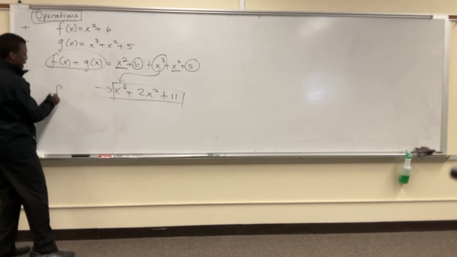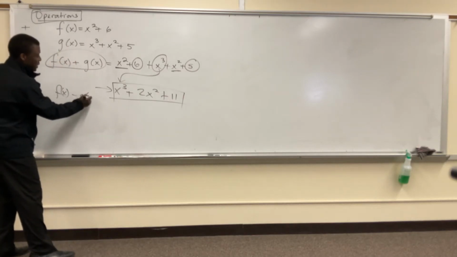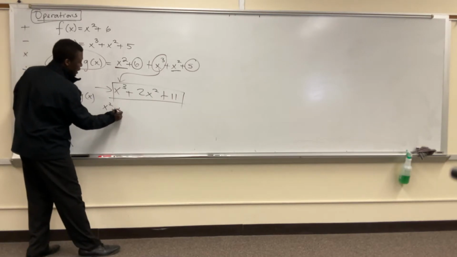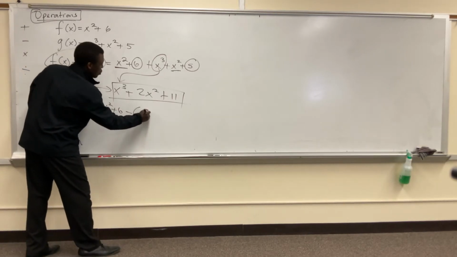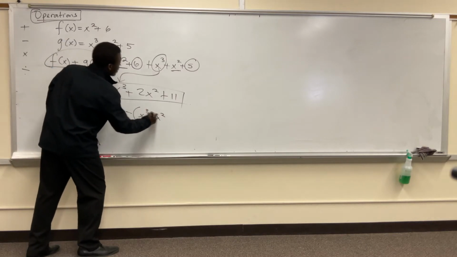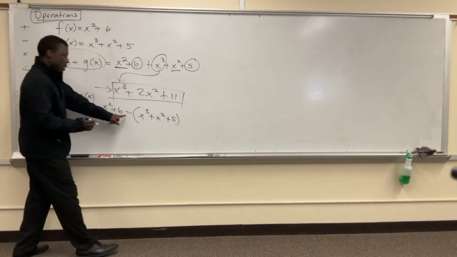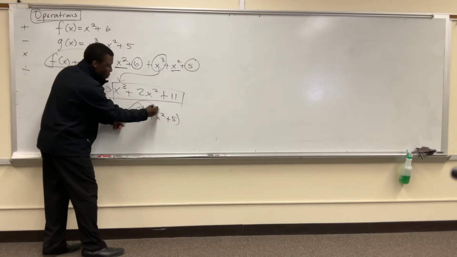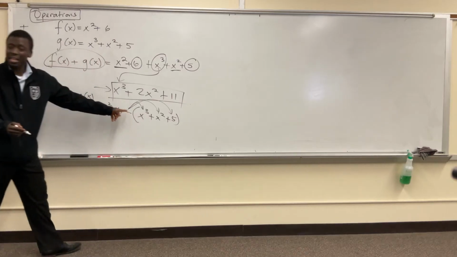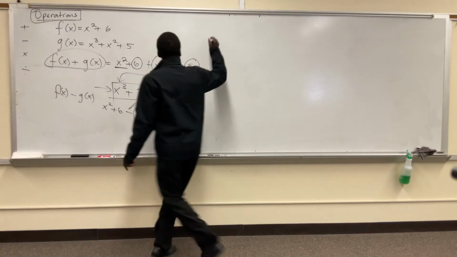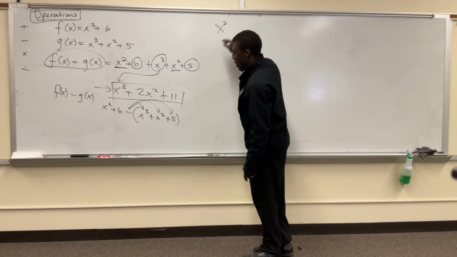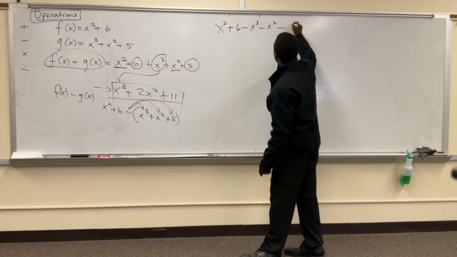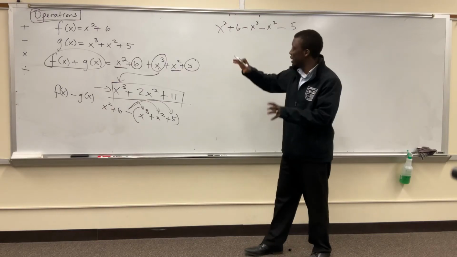Someone could ask us, what is f of x minus g of x using the same values that we had? That will become x squared plus 6 minus x cubed plus x squared plus 5. The key here for all math students is to realize that that negative multiplies into everything. So that will become x squared plus 6 minus x cubed minus x squared minus 5. That negative distributed into everything.